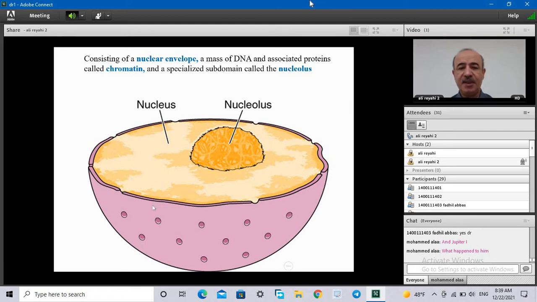The nucleus contains a three-part structure. One, the nuclear envelope, the membrane that surrounds the nucleus. Two, a mass of DNA and associated proteins, called chromatin. That means the nucleus is filled by chromatin. And three, a specialized subdomain called nucleolus. Nuclear envelope, chromatin, and nucleolus.